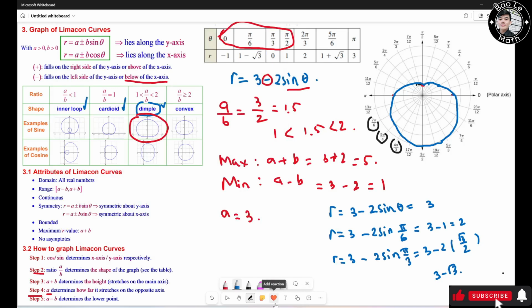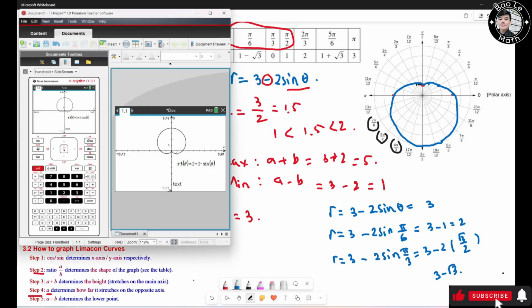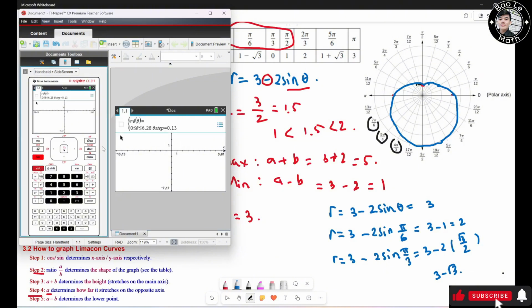Alright, now you can use the calculator to check your work. I'm going to use the TI-Nspire calculator first, right? So I hit tab, right? Now I need to hide the previous graph, so I hit 3 lines right here. Just uncheck this one, and I'm done, right? Now I hit tab. I put the function right here, so it should be 3 minus 2 sine theta, right? Then I'm going to hit enter. It's going to be like this, right?